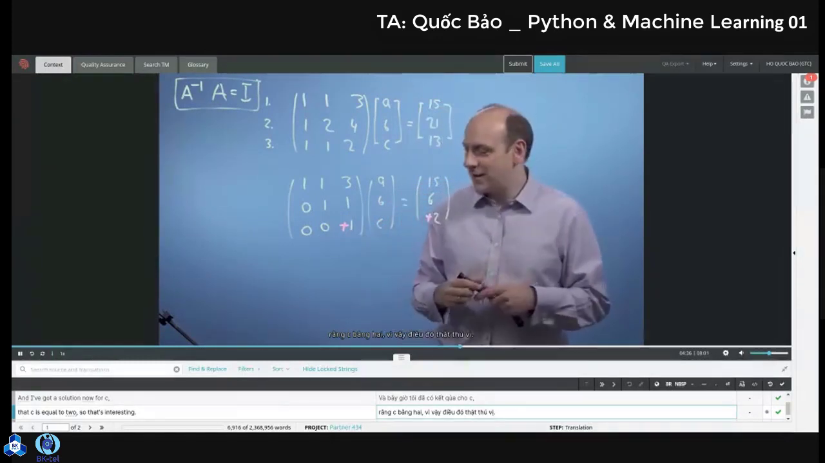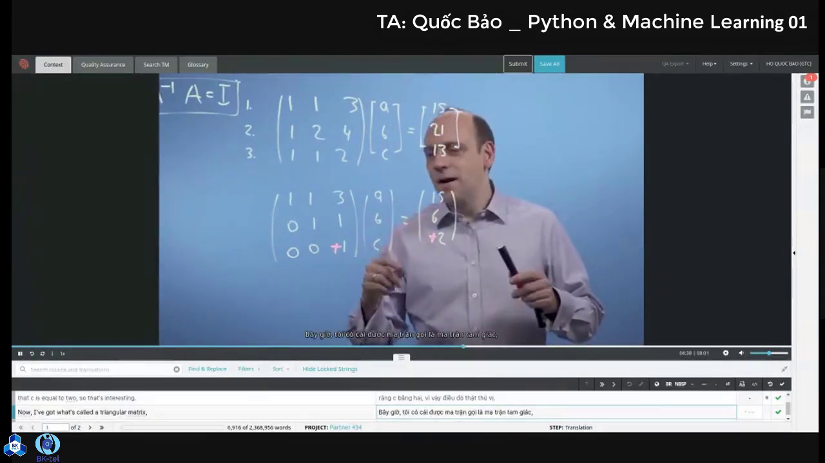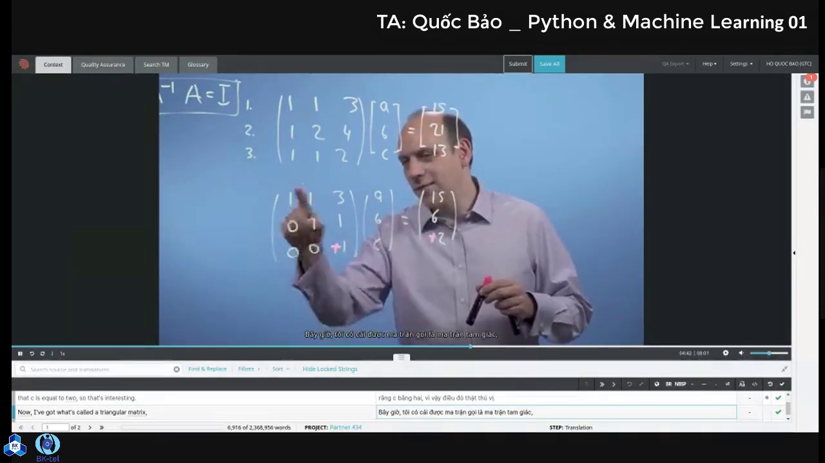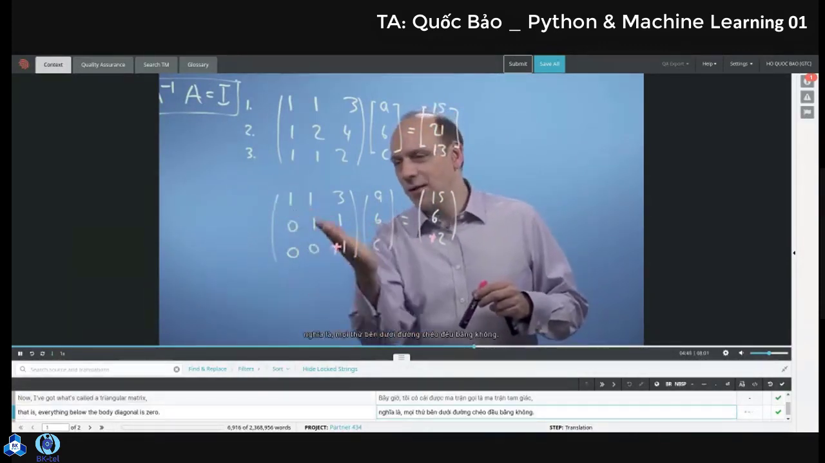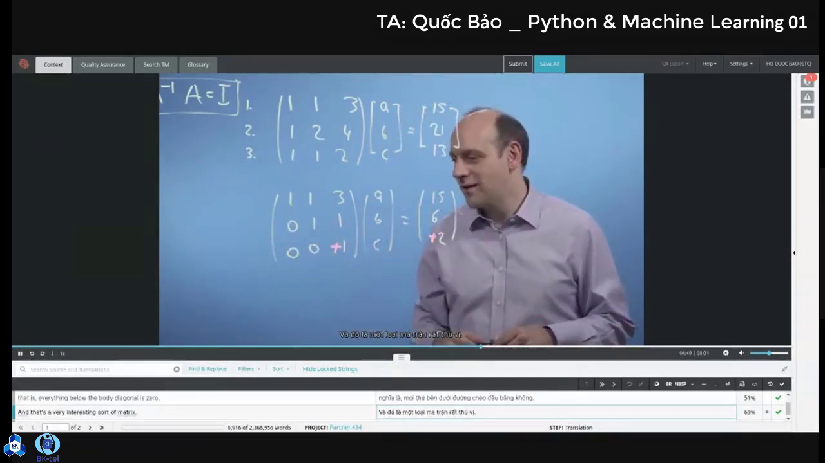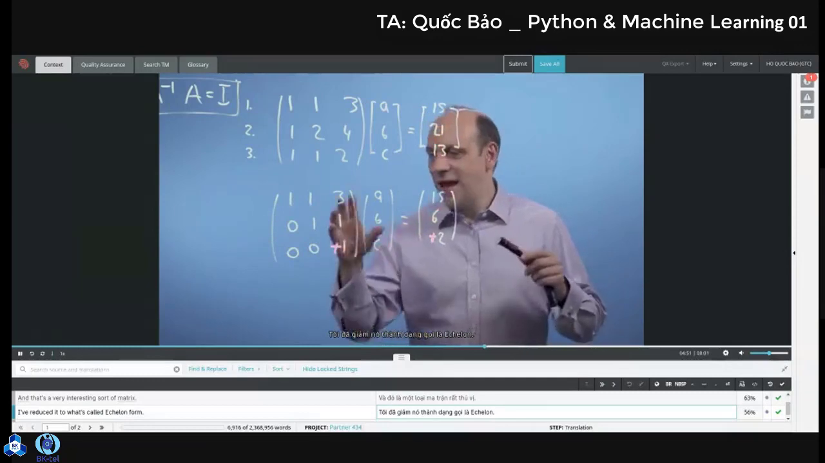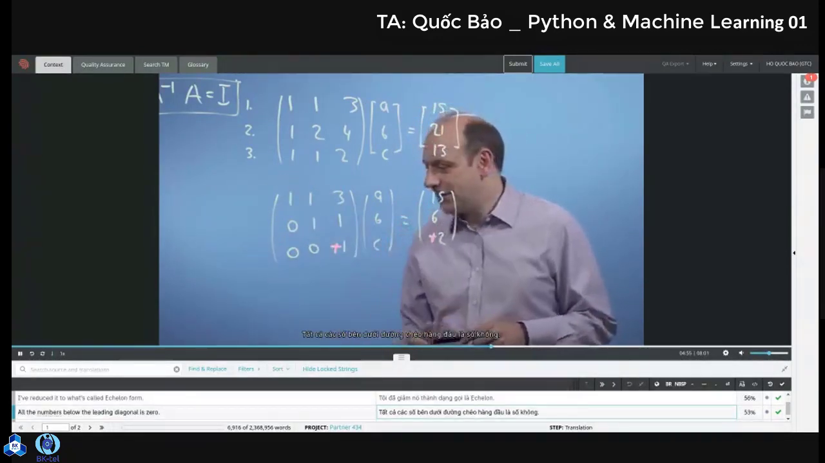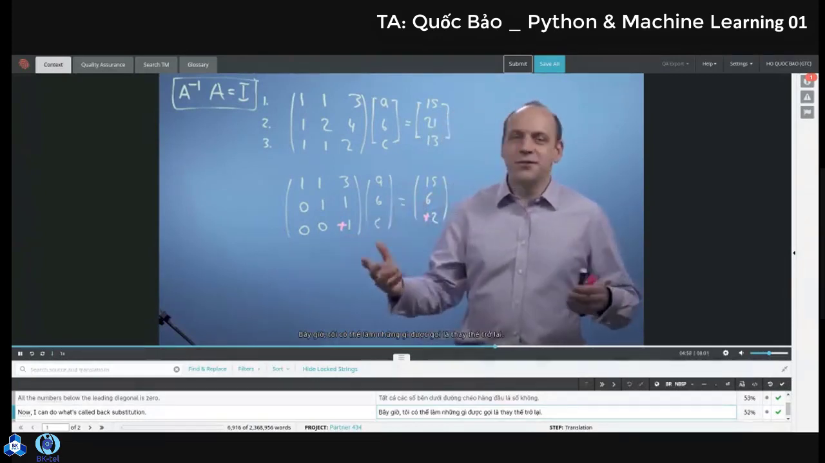So that's interesting. Now, I've got what's called a triangular matrix. That is, everything below the body diagonal is 0. And that's a very interesting sort of matrix. I've reduced it to what's called echelon form. All the numbers below the leading diagonal are 0. Now, I can do what's called back substitution.